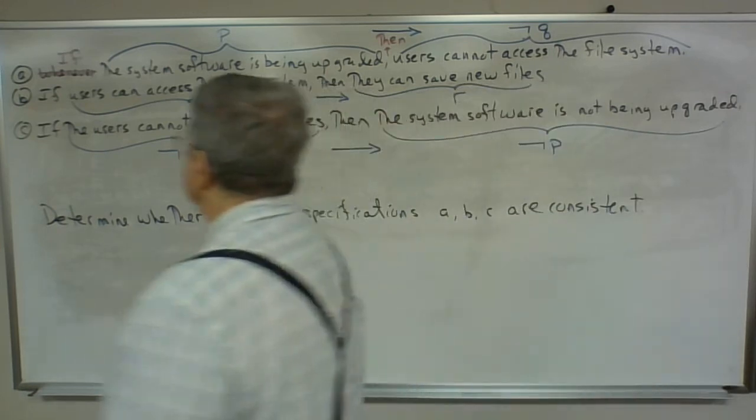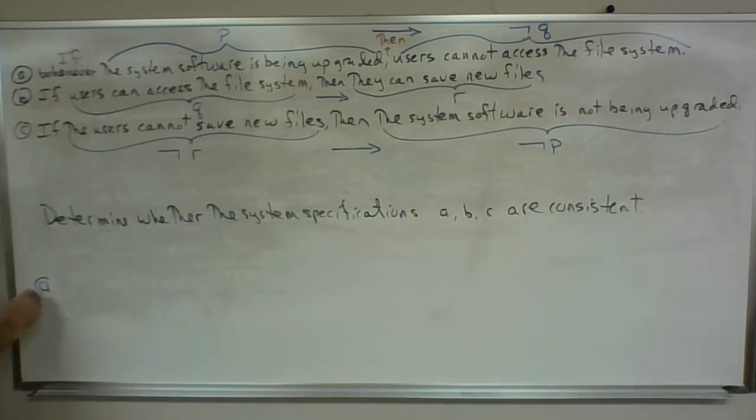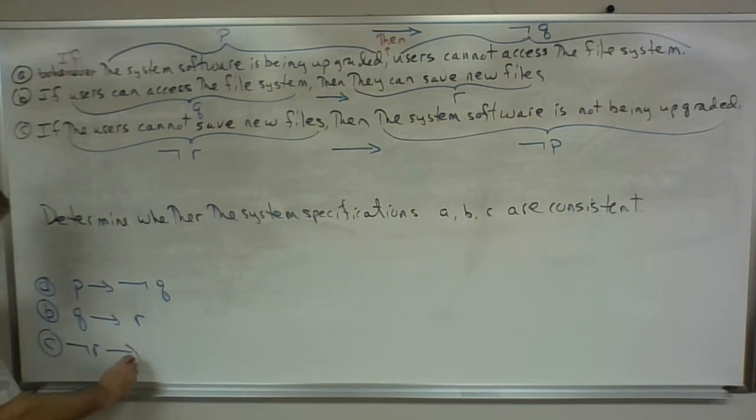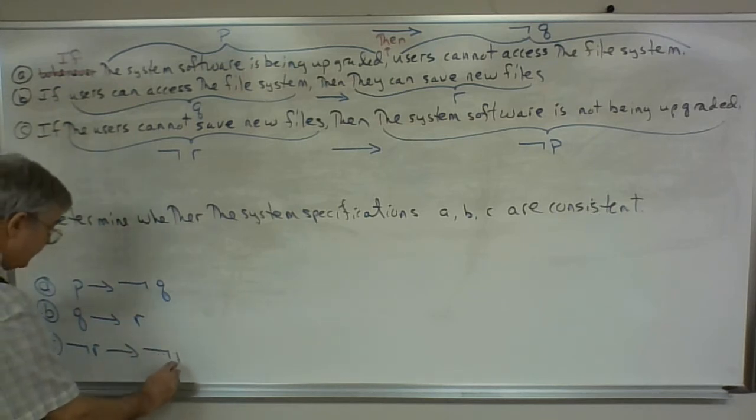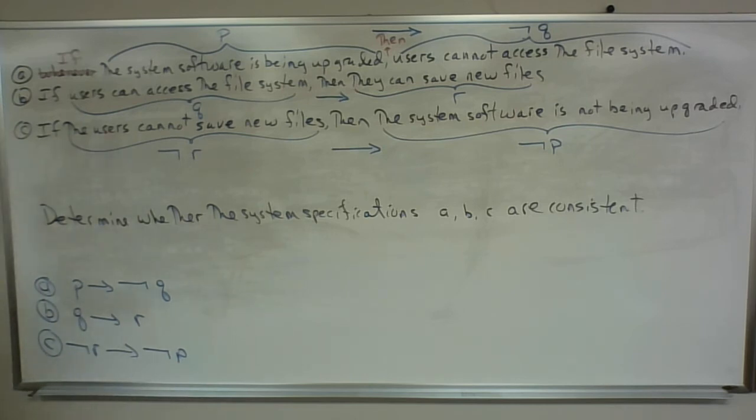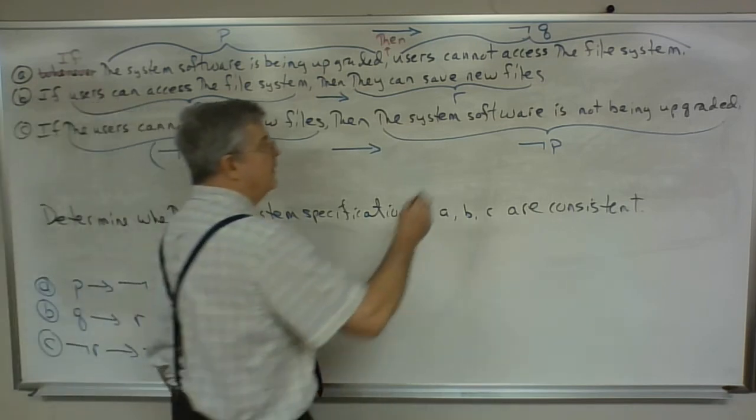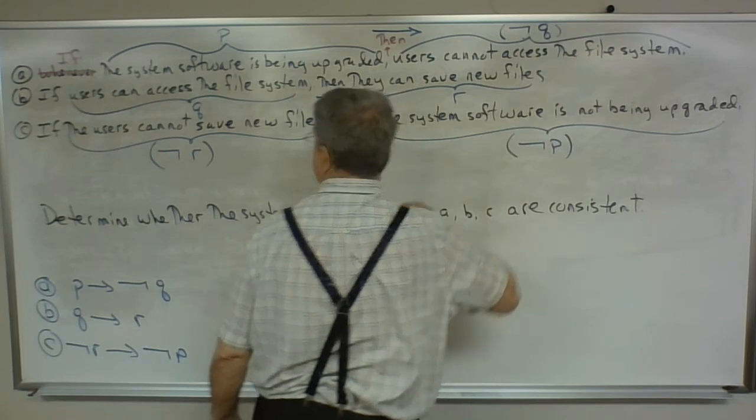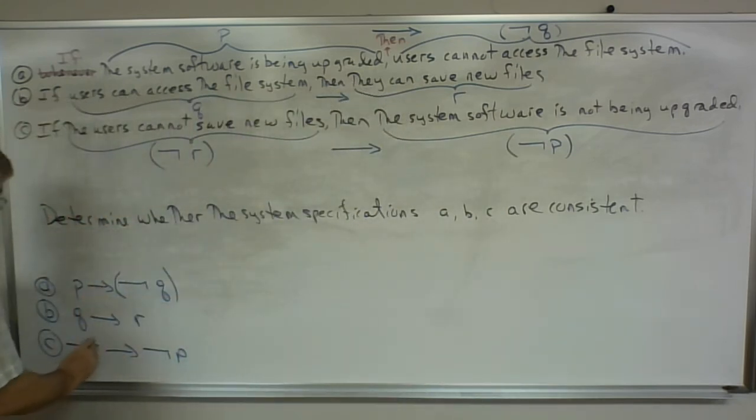And I think I'm going to write down what A, B, and C are symbolically. A is P implies not Q. B is Q implies R. And C, that is not R, implies not P. And I think in class I said that I would be a really nice guy and put parentheses just to avoid ambiguity. So I'm going to do that here. I'm going to set the example. My conscience prodded me to do that.